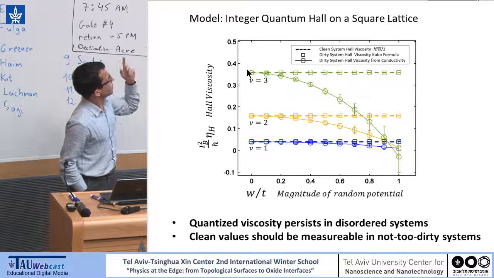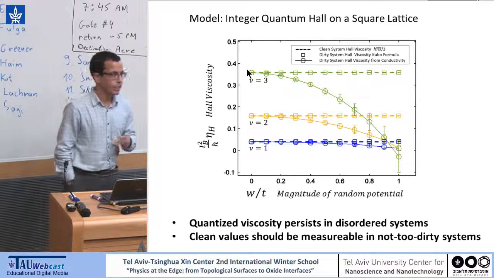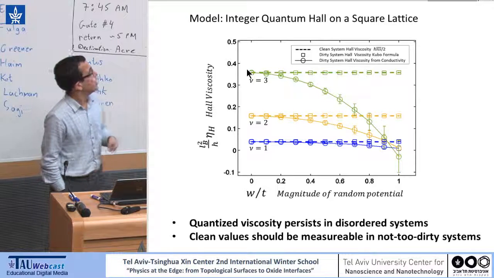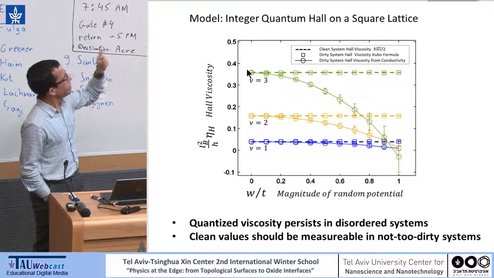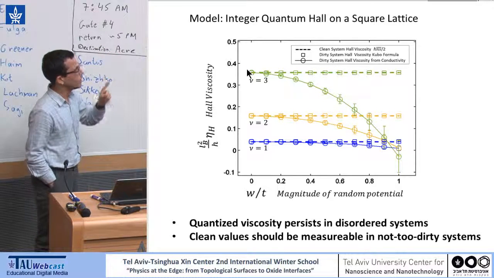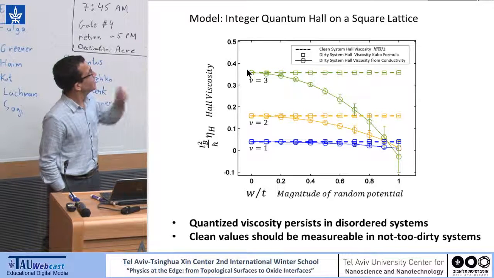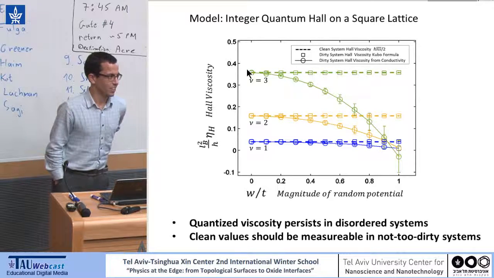First, we note that the viscosity appears to be unchanged even as disorder is introduced. This might indicate that viscosity is still topologically protected even in the presence of disorder. And secondly, we note that the link to conductivity breaks down, sadly. However, it does so in a gradual manner. This means that if our system is not too dirty, we might still be able to measure clean viscosity values in our disordered system.